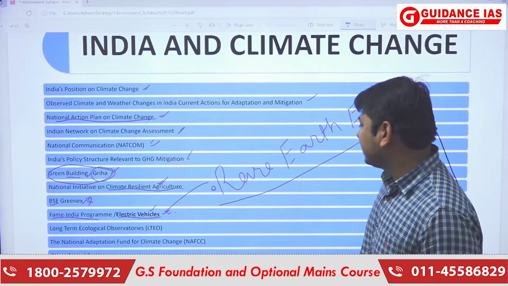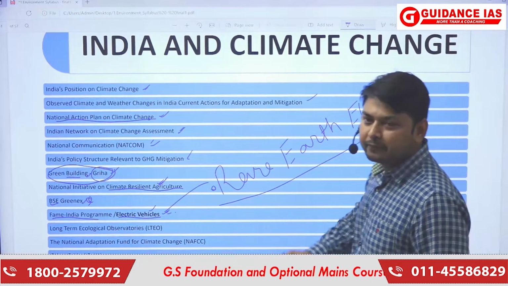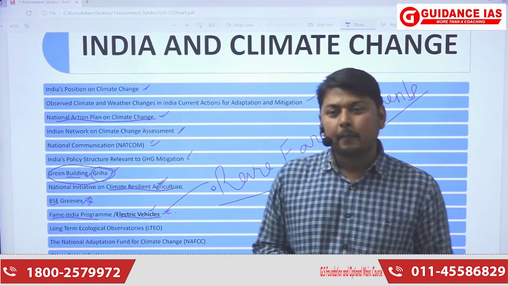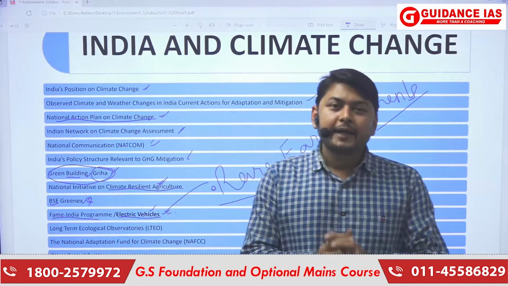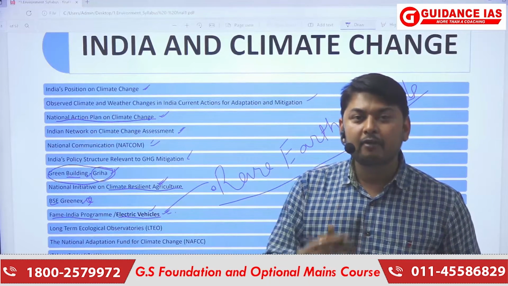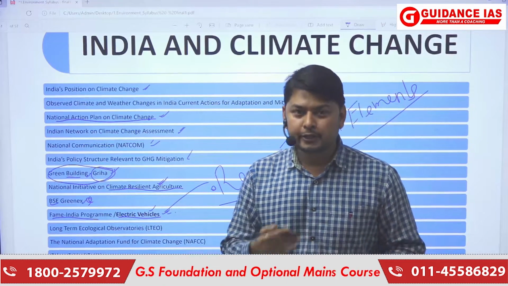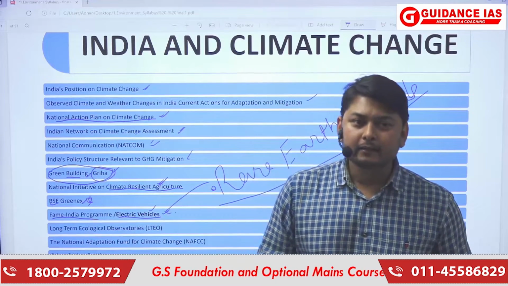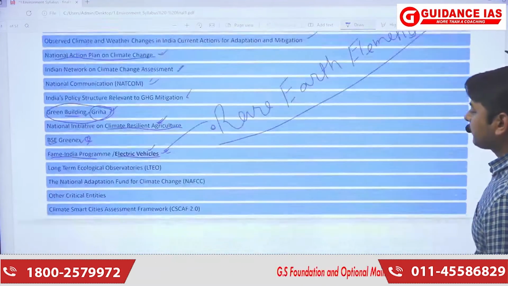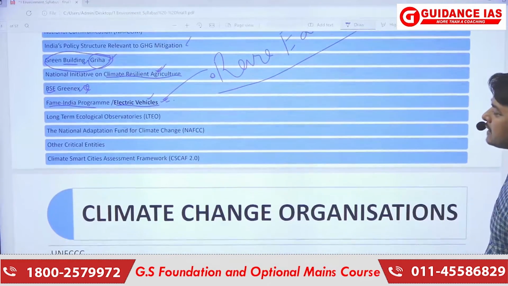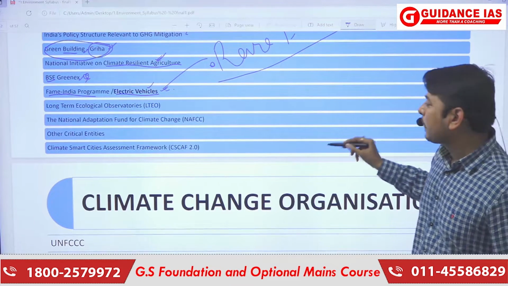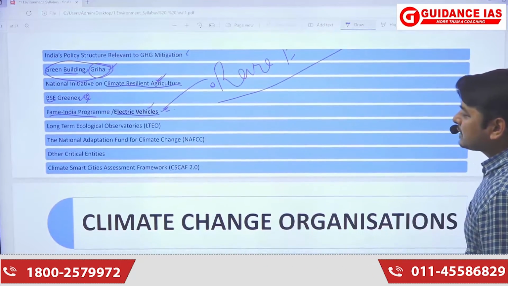Now, other issues are such as the National Adaptation Fund. What funds are being created by different organizations, how India is part of it, how much fund India is getting for mitigation strategies or for the development of technologies to tackle pollution or the climate change scenario. This we will be seeing in detail. There are other points also, such as critical entities and climate smart cities. Okay, we'll see this one.